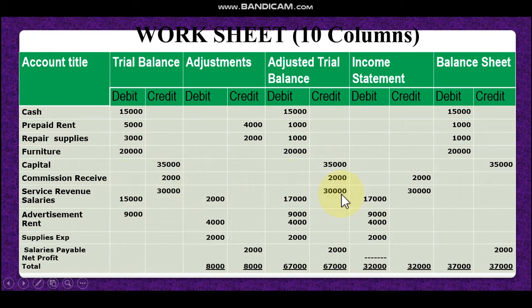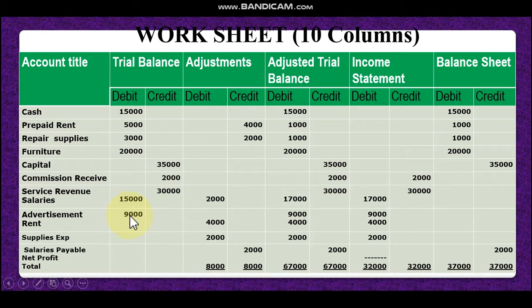Service revenue 30,000 goes directly in the credit side of the adjusted trial balance. Now salaries: look at 15,000, and in the adjustment we have 2,000, so it is debit and the balance is also debit. We know that debit and debit means we have to add it. So 15,000 plus 2,000 is 17,000.